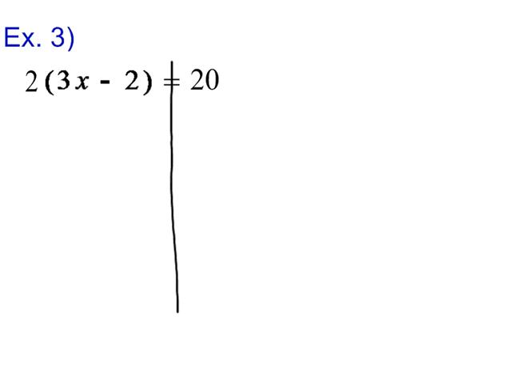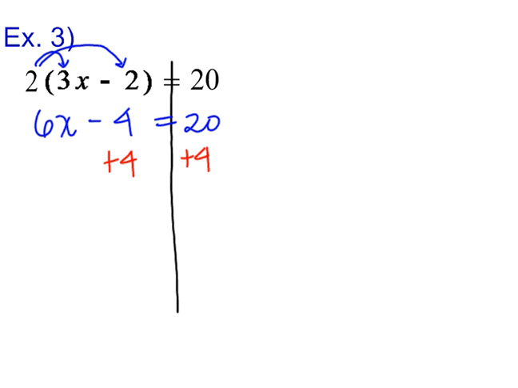Now, normally we would distribute, right? So let's do that. We give the 2 to the 3x, so 2 times 3 is 6, and the x comes with us. Bring the minus sign down. 2 times 2 is 4, equals 20. Nice and simple, right? We're going to get rid of the constant, which is a negative 4, so we're going to add 4 to both sides. The 4's are going to go away. That just leaves a 6x on the left, and 20 plus 4 is 24.